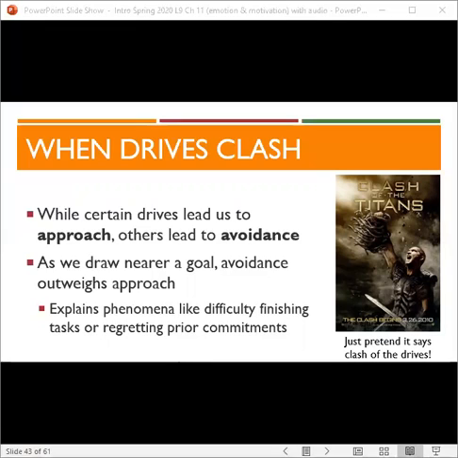As we get closer to our goals, our tendency to avoid increases more rapidly than our tendencies to approach. This explains phenomena like difficulty finishing tasks as deadlines loom or regretting prior commitments. Ever do that thing where in June you offer to organize the holiday party and it seems like a great idea, you've got plenty of time and I have got this. But as the goal approaches, as October, November, December slip by, you're like, oh my God, what did I get myself into? This is so much work. I have no idea how I'm going to get this done. So as the goal, the December party, comes closer, your avoidance tendencies get a bit stronger.